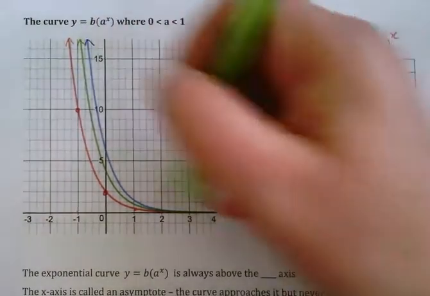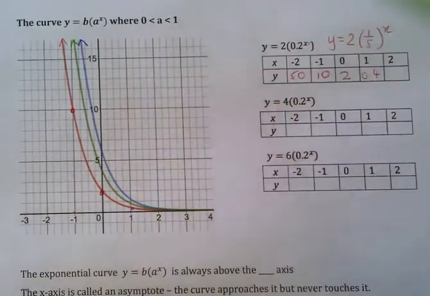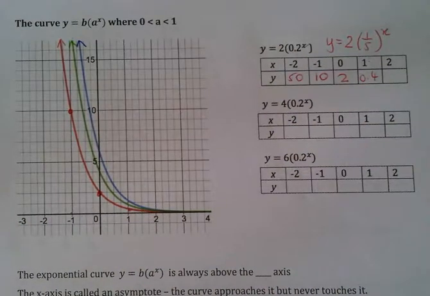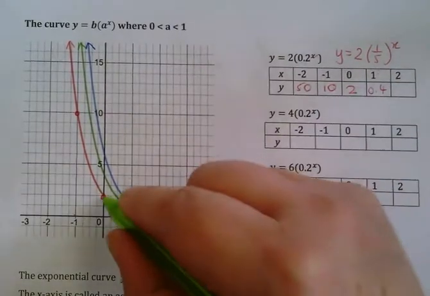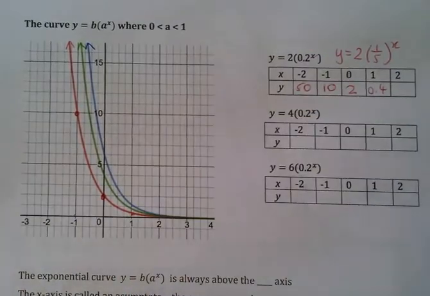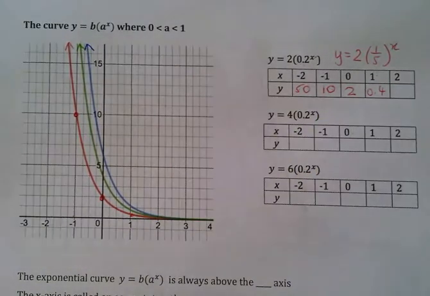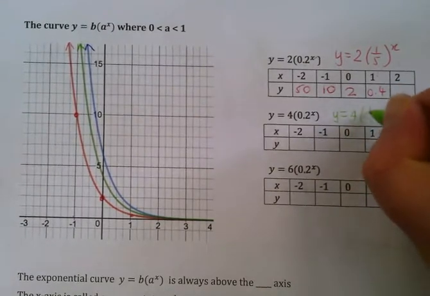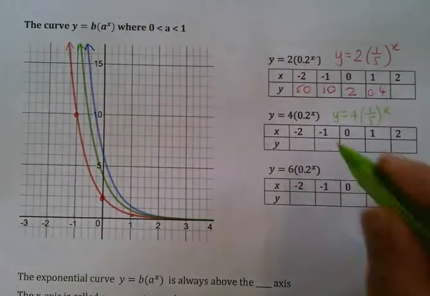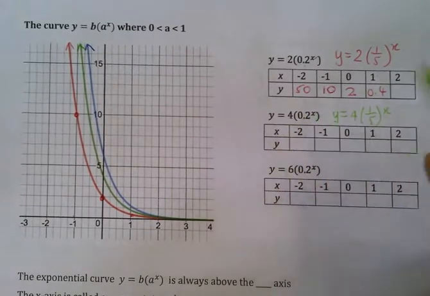We know it's an exponential curve. When you see the power of x, it's shaped like that or shaped like that, depending on whether it's a fraction or a whole number to the power of x. The main thing that you need to know is where it cuts the y-axis. Here, y equals 4 times 0.2 to the power of x can also be written as y equals 4 times 1/5 to the power of x. The important thing is that when x is 0, 0.2 to the power of 0 is 1. 1 times 4 is 4.